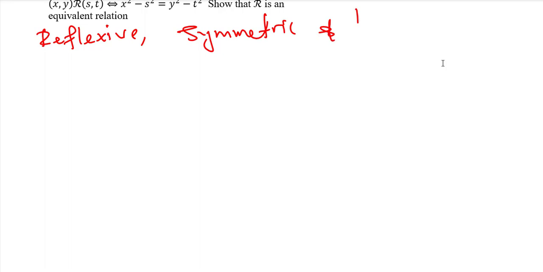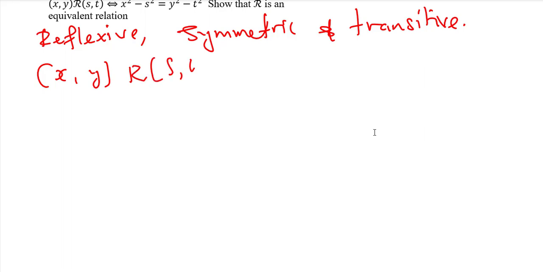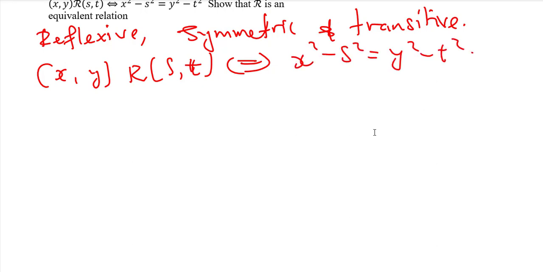To show that a relation is an equivalence relation, it must be reflexive, symmetric, and transitive. Okay, so what do we have now? We have that the pair (x, y) is in relation with (s, t) if and only if x squared minus s squared is equal to y squared minus t squared.